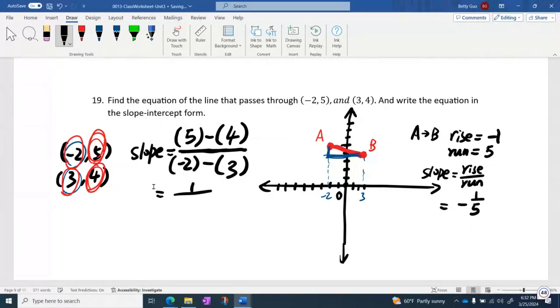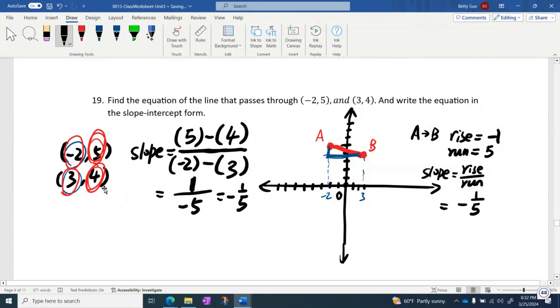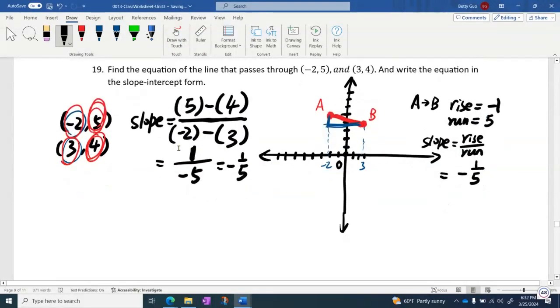Numerator: 5 minus 4 is 1. Denominator: -2 minus 3. You lose $2 at the first game and lose another $3 in the second game, so you end up losing $5. The slope is -1/5. Either way, you can try both methods to see which one you like better. Everybody is different, right? I feel I like this method, maybe this method is not yours. You have to really practice in order to know that.